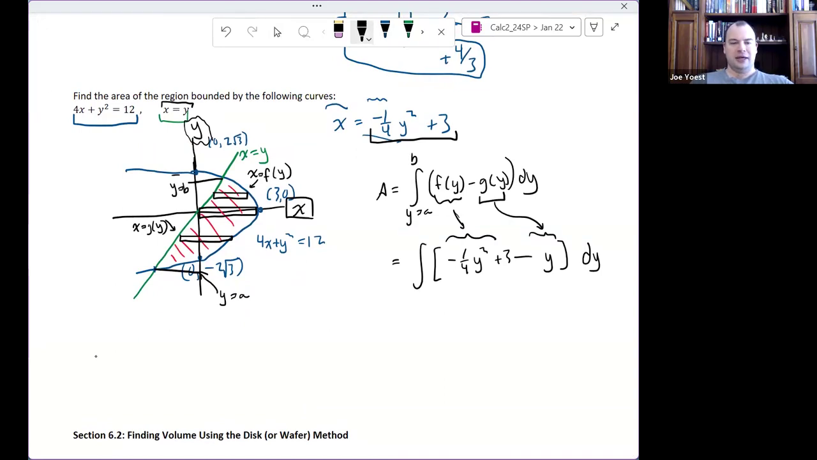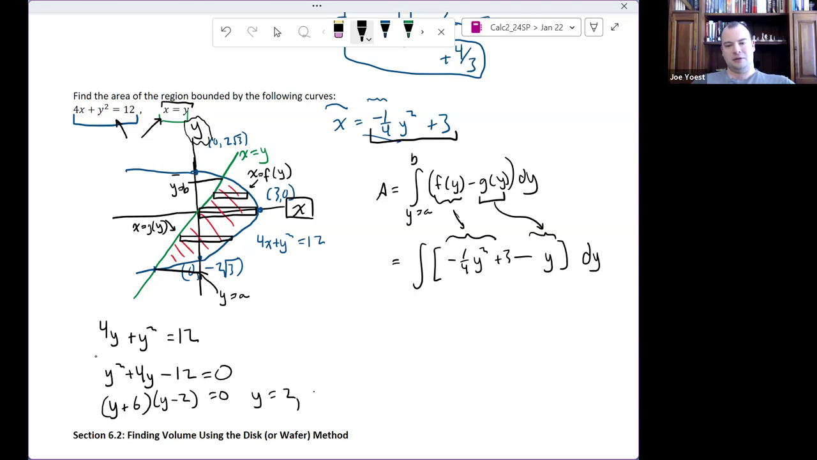So what do I have here? I have two equations. I want to know when those are at the same points. So I just plug x equals y into 4x plus y squared equals 12. I get 4y plus y squared equals 12, or y squared plus 4y minus 12 is 0, or y plus 6 times y minus 2 is 0. So y equals 2 or negative 6. So clearly this is negative 6, and this is 2.